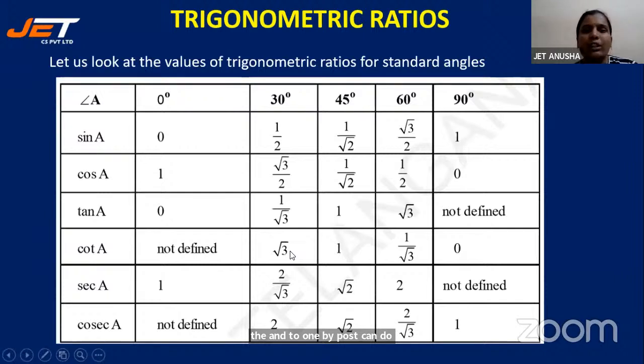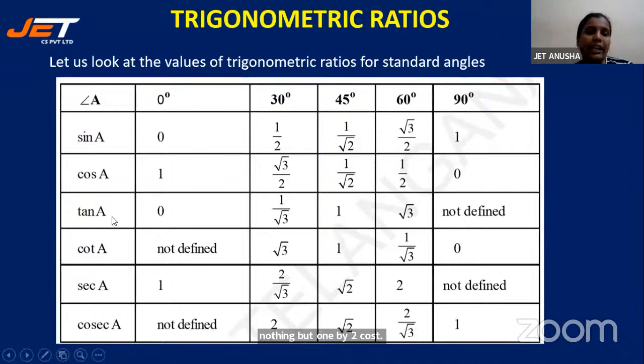So let us look at the values of the trigonometric ratios for standard angles. Here angle A they gave. In place of angle A, we need to substitute 0, 30, 45, 60 and 90. So sine 0 degrees is equals to what? 0. Sine 30, 1 by 2. Sine 45, 1 by root 2. Sine 60, root 3 by 2. Sine 90, 1. Cos 0 is 1. Cos 30 degrees is nothing but root 3 by 2. Cos 45 degrees is nothing but 1 by root 2. Cos 60 degrees is nothing but 1 by 2. Cos 90 degrees is equals to 0.